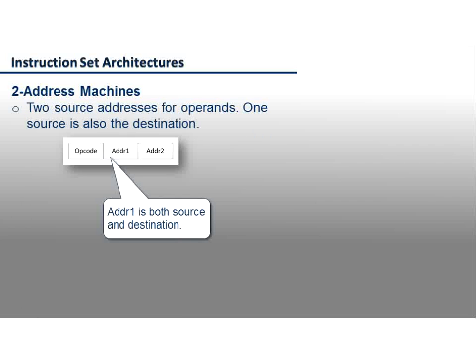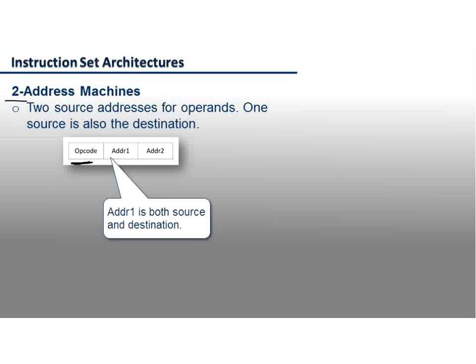Right, let's continue. Now the third type is the two address machine. Fairly interesting, fairly simple as well. Now on the left hand side, always on the left hand side we have the code. Then, this is quite different. We have two addresses. It's called two address machine.